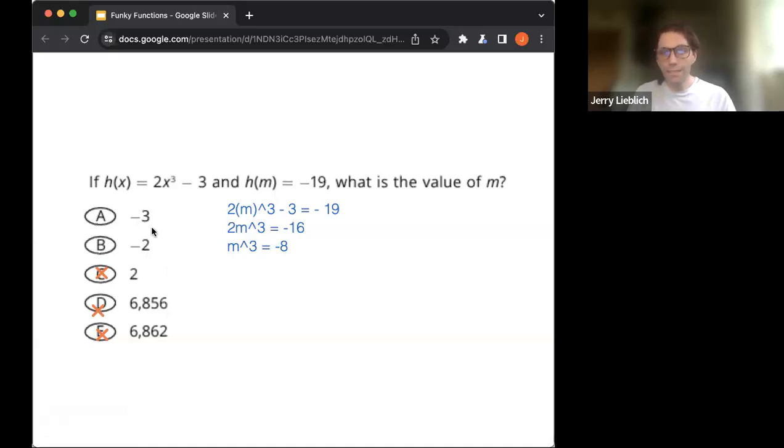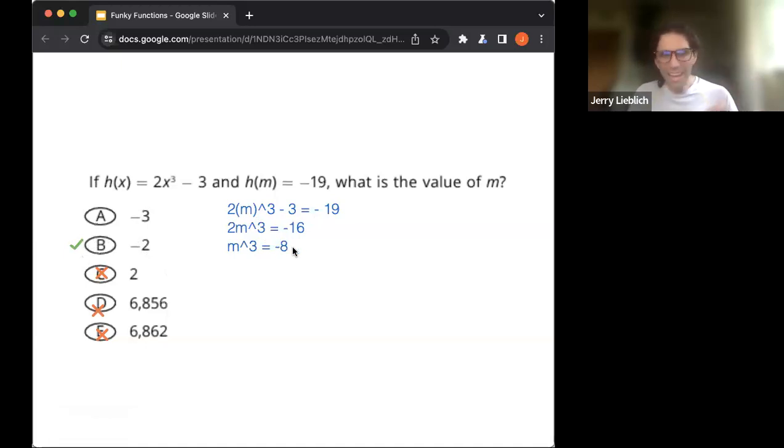And if we do that, we might realize, okay, 3 cubed, 3 times 3 is 9, times 3 is 27, so that would be negative 27. That's not it. Negative 2 cubed, 2 times 2 is 4, times 2, 8. So negative 8, aha, that's our winner. Or maybe you just know that the cube root of 8 is 2.